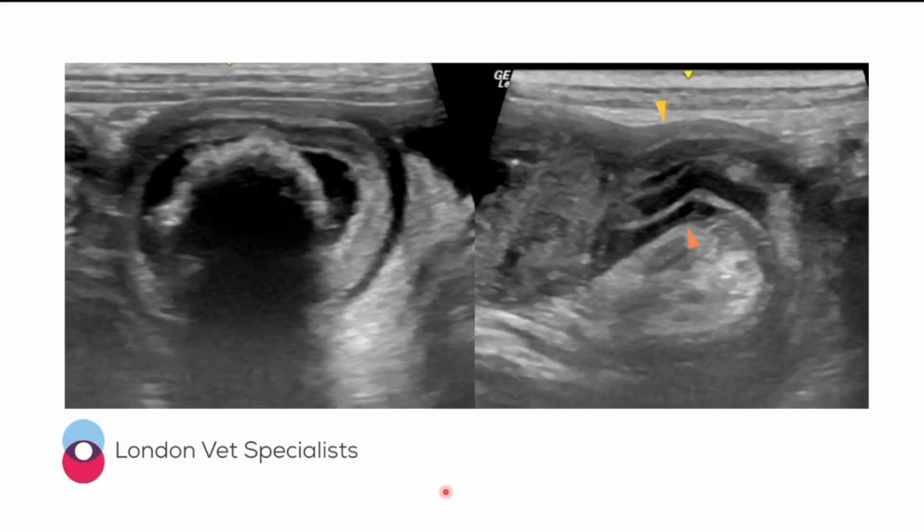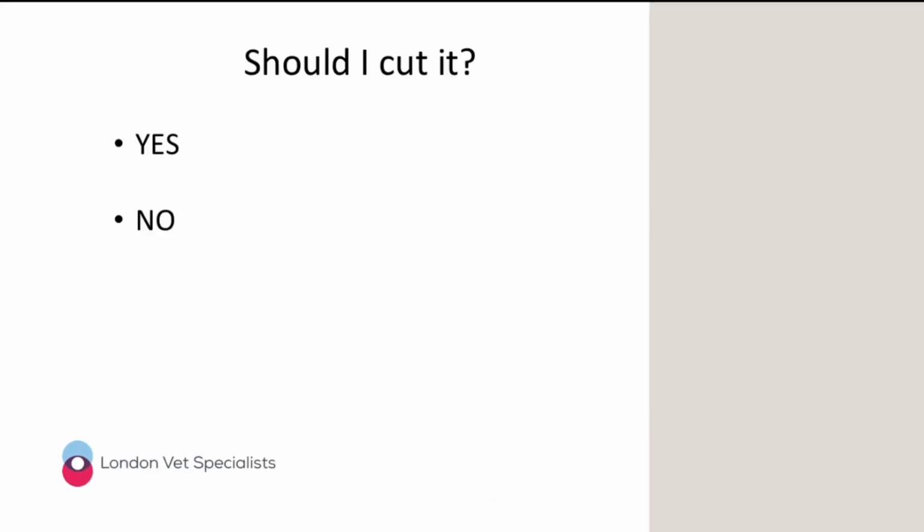And if we look ORAD to the structure, we can see that there's a lot of hyperechoic shadowing material that's accumulated in the lumen of the small bowel, and that this bowel is really quite dilated. And then aborad to the structure, the intestine looks pretty empty. So same question, would I cut this dog or not?